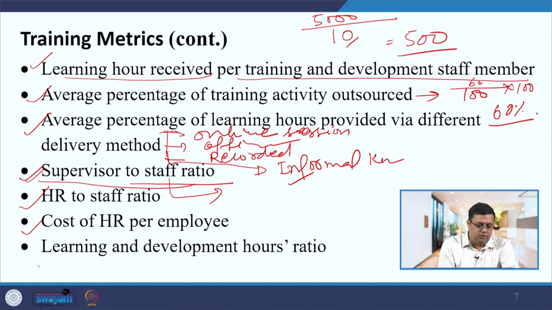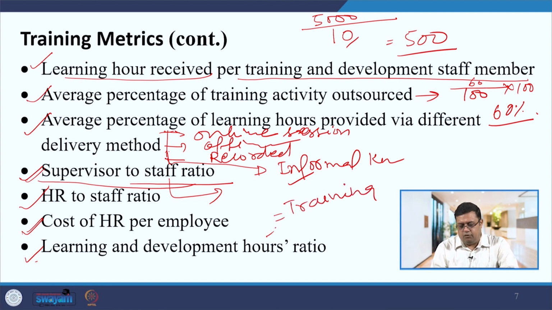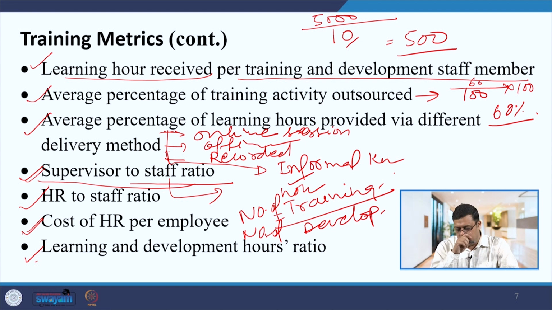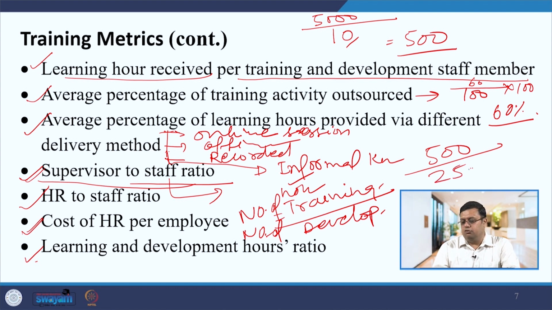And one more thing you can decide here, in addition to these metrics, is the learning and development hour ratio. So in a year, for how many hours do you want to give training and for how many hours do you want to develop your employees? So, number of hours for training and number of hours for development. Let us assume you want to give training for 500 hours and development for 250. So a 2 to 1 ratio is there.